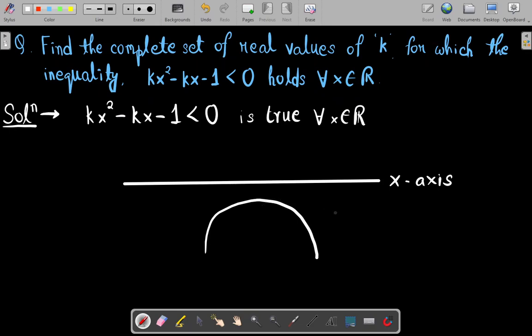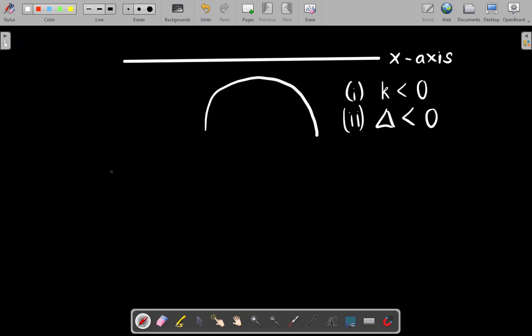So for this case to happen, the two conditions should be that firstly the coefficient of x², k, has to be less than 0, otherwise this parabola will not open downwards. It will go up above the x-axis. The other condition should be that this does not intersect the x-axis or go above the x-axis, which means that the discriminant has to be less than 0, which means this has no real roots. So these are the two conditions.